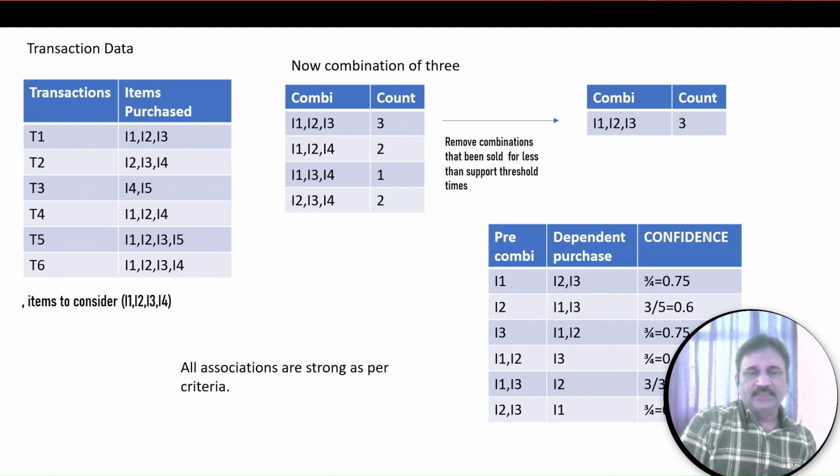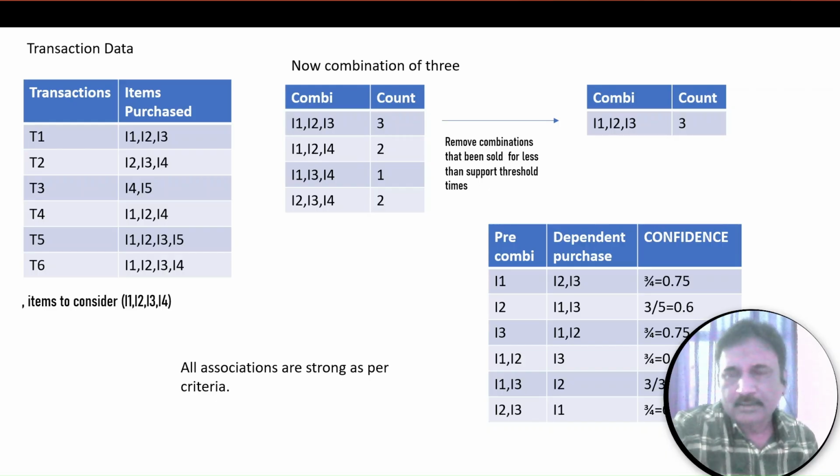Now once again, as the support threshold is 3, the entries in this table, the second, third and fourth entries, we will be dropping, and the combination proceeding ahead is I1, I2, I3, right? Now let's go to the confidence. Now when we are considering the combination of I1, I2, I3, right?